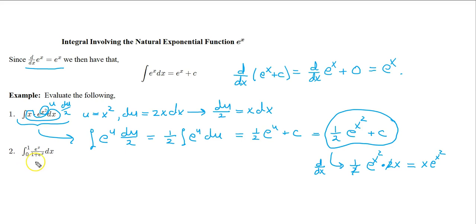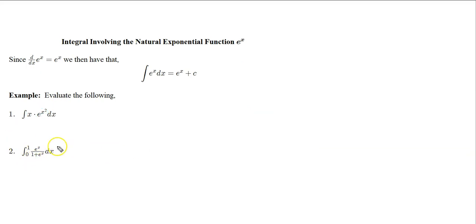Now let's take a look at this problem. Here we want to evaluate the definite integral from 0 to 1 of e to the x divided by 1 plus e to the x. So once again, we want to try a substitution here. We're going to let u be the denominator here, in which case then du is e to the x dx. You see the derivative of 1 is 0, and the derivative of e to the x is e to the x. So this piece right here is the derivative of this, and we end up with this.